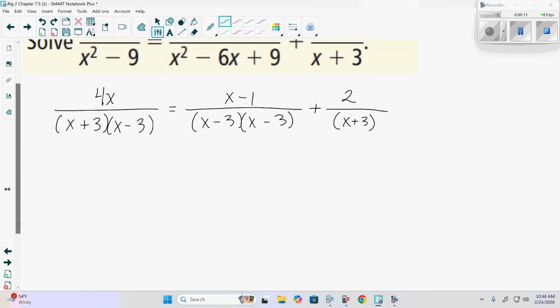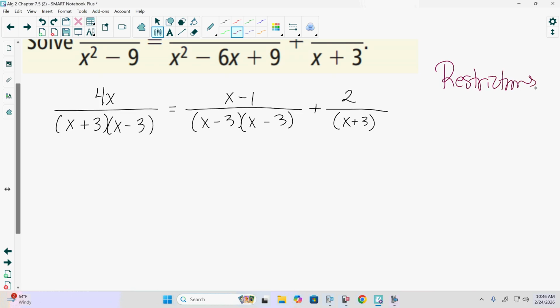So where we stopped yesterday, I believe, was right here, because I believe we started this one here. We stated that the restrictions were -3 and 3. 7.52.